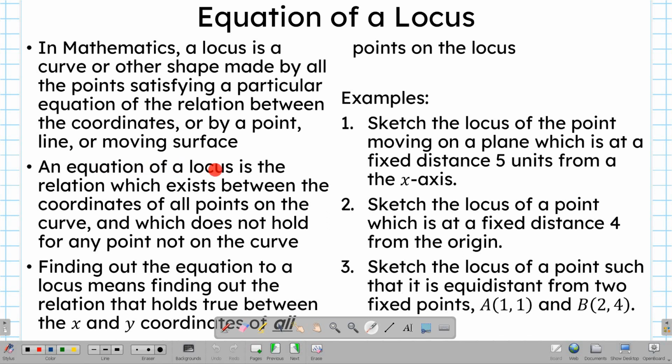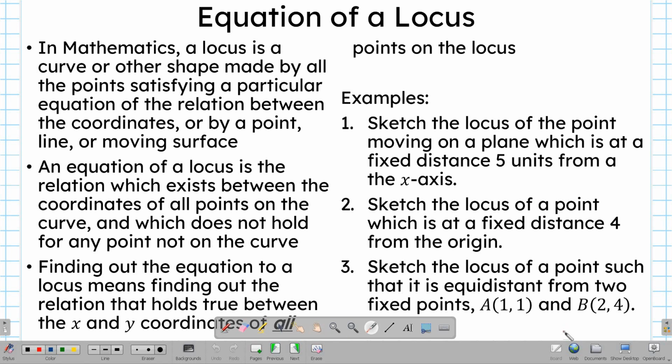So the equation of a locus is the relation which exists between the coordinates of all the points on that locus, and which does not hold for any point that is not on the locus. Of course, it will only be true on the locus itself. Finding the equation of the locus means finding the relation that holds true between the x and y coordinates of all points on the locus.